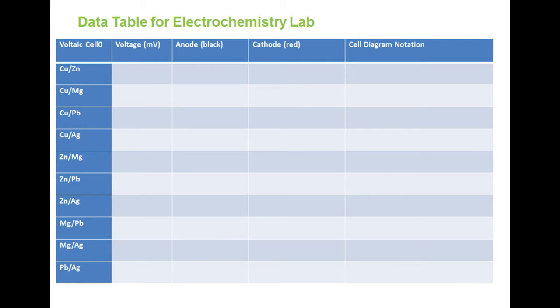You should have gotten your handout from Blackboard. If not, you can go ahead and do that now. For the first column, you're going to write down the voltage. For the next 2 columns, you're going to identify which one's the anode and which one's the cathode. The anode is going to be the black cord and the cathode is going to be the red cord. For the last column, you're going to write the cell diagram notation. If you're having trouble, you can look back on the example I gave in an earlier slide.